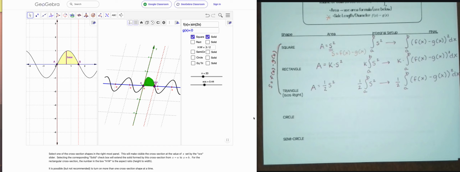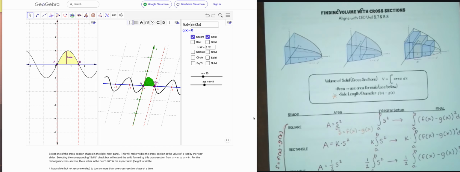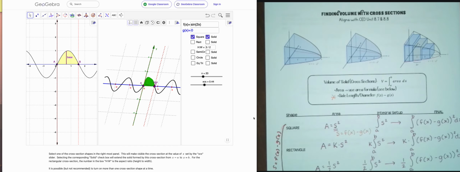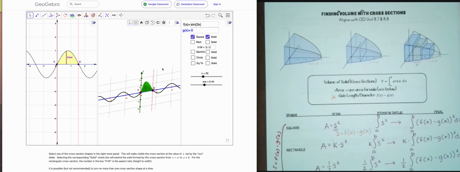Glad to see you've come back for round two. So we are talking about finding volume with cross sections here. The first video from this lesson talked about squares and then showed you how to adapt that to get rectangles and triangles.